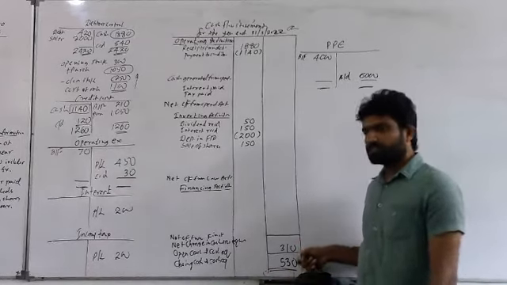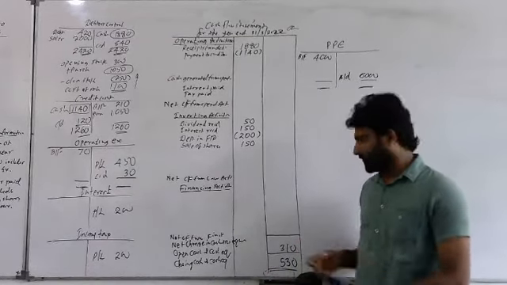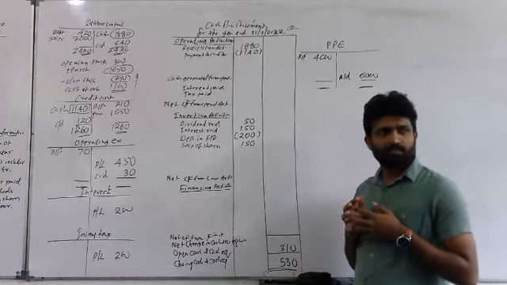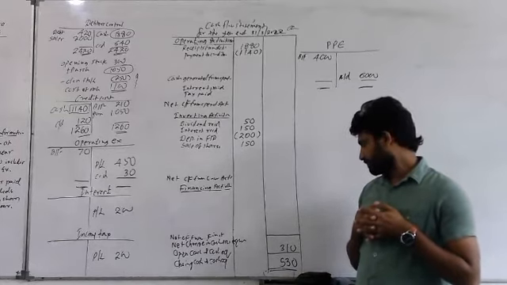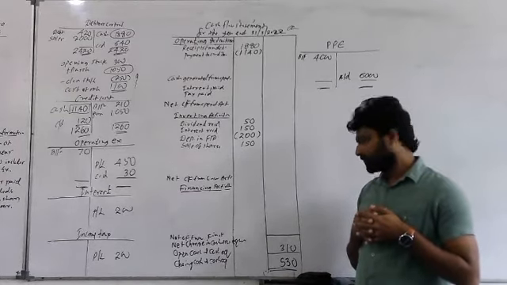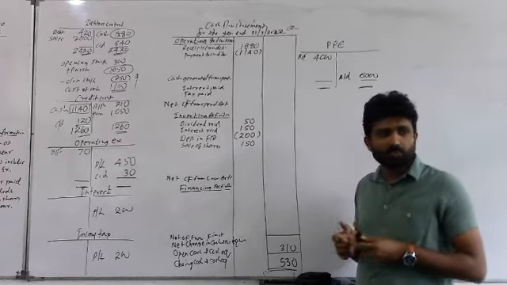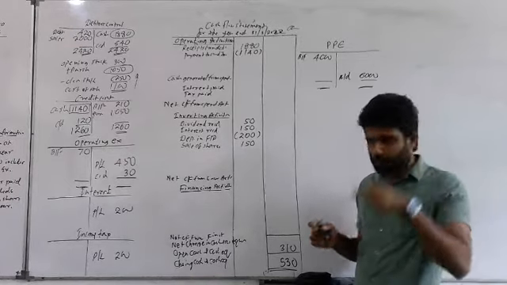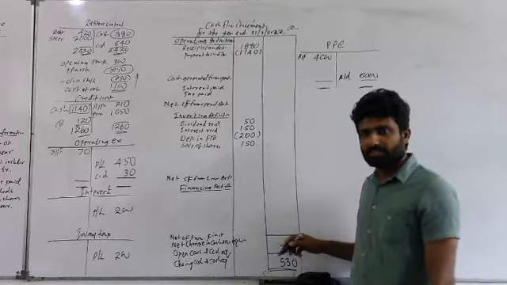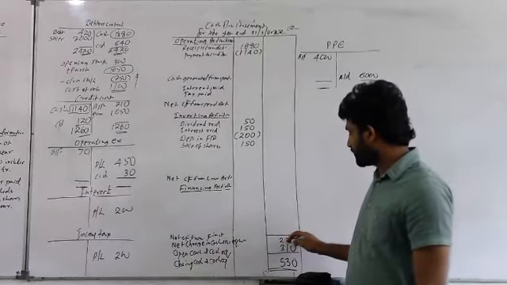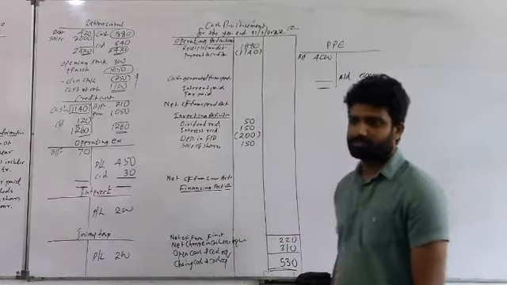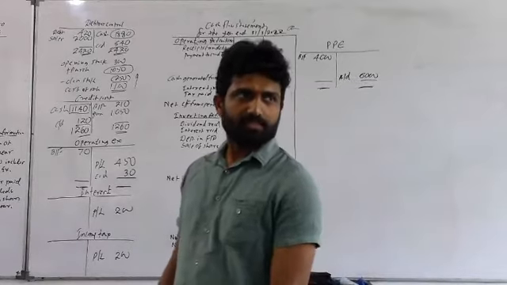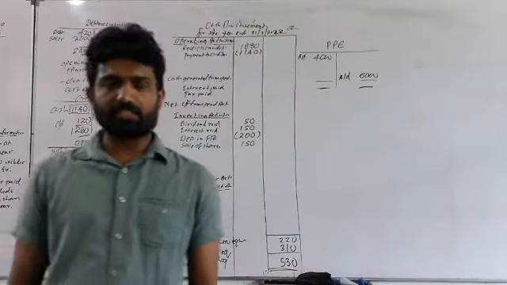This is the opening balance, this is the closing balance. Now tell me what is the difference between these two? 220. What is that 220? That should be the answer. And make a hurry to have 220. Is it clear?